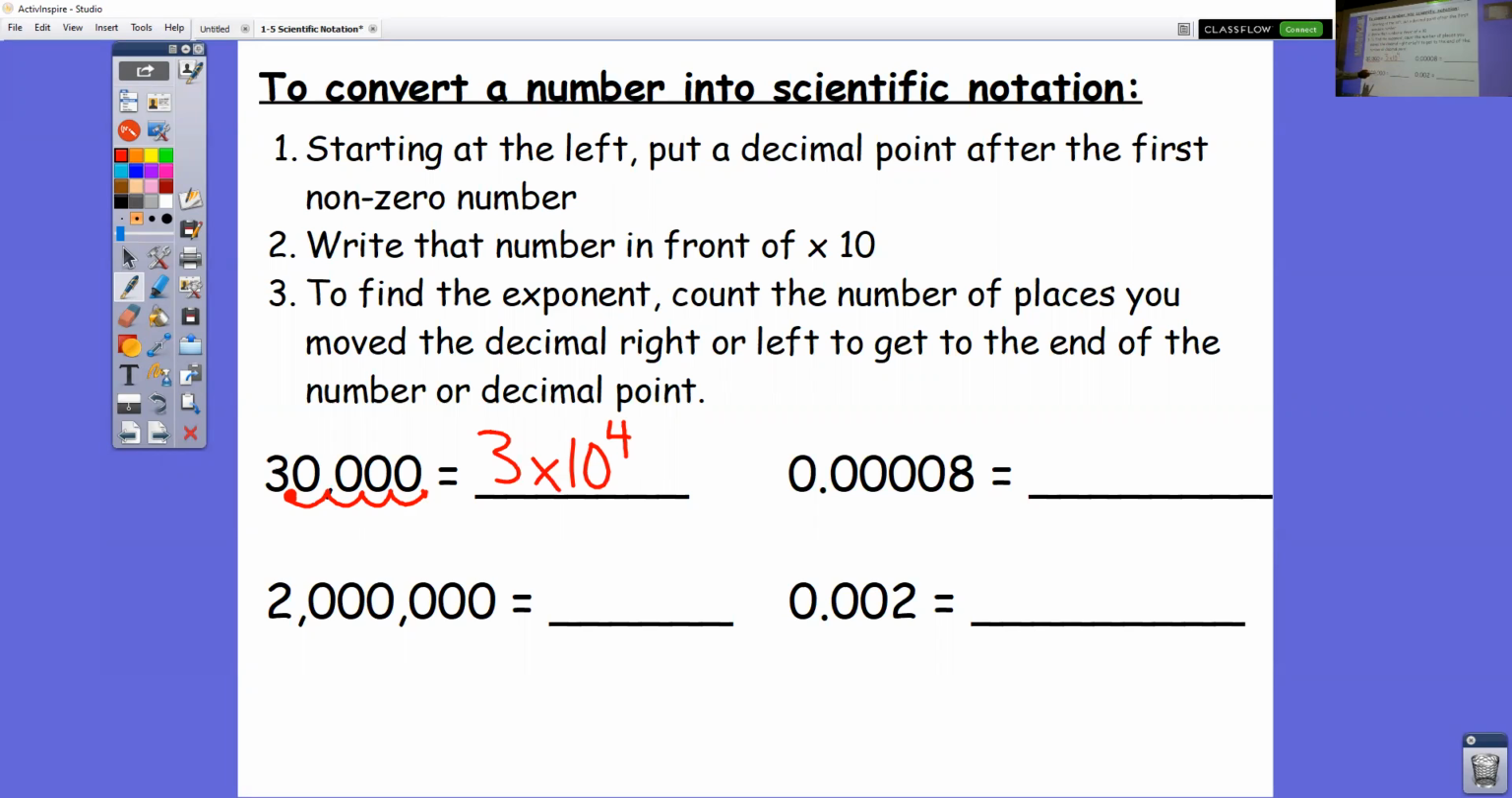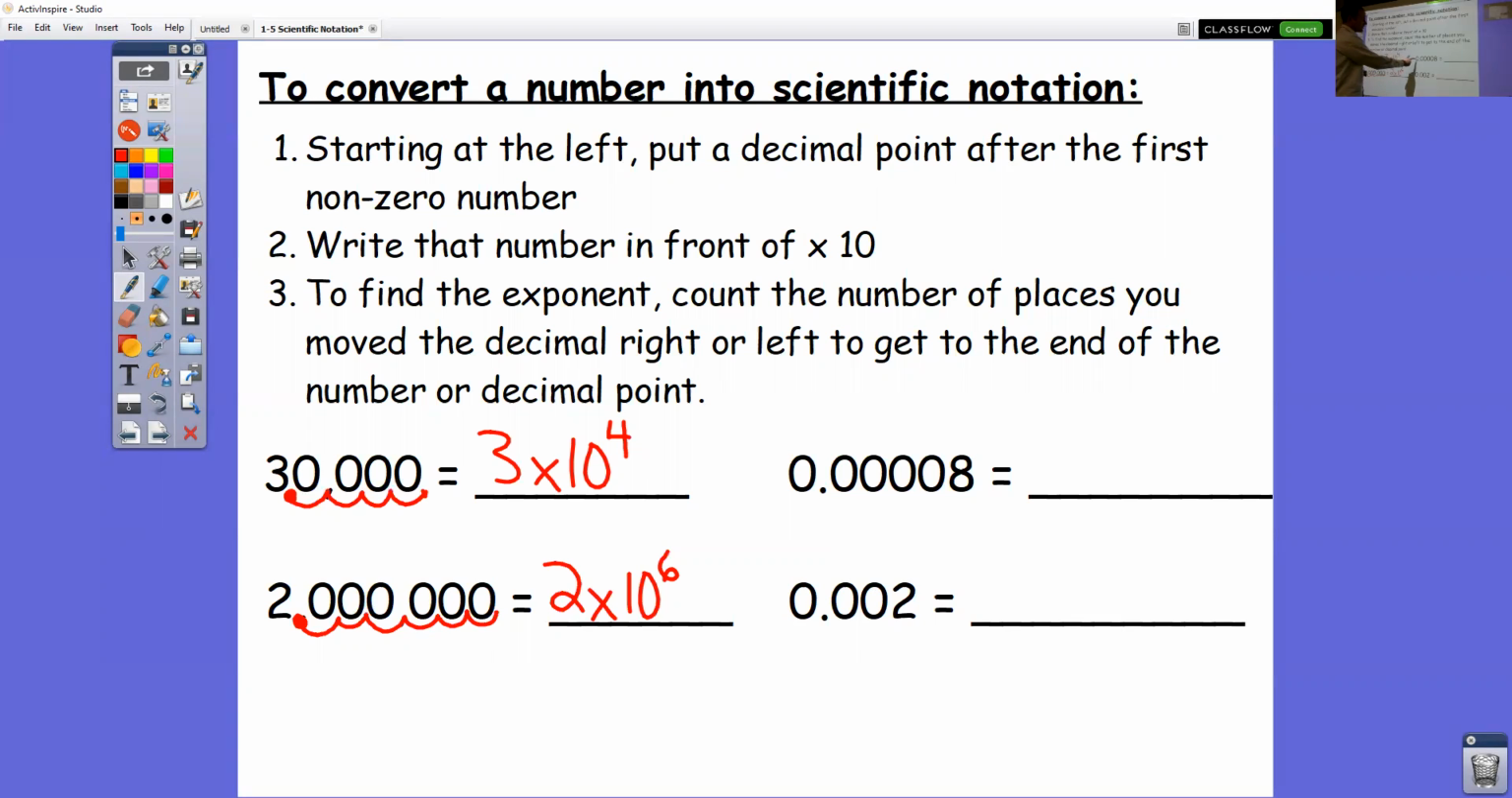If we have the number 2 million, we're going to put a decimal point after our first non-zero number, so after the 2. Write that number in front of the times 10. And now we've got to count to the end. 1, 2, 3, 4, 5, 6 places to get to the end. So our exponent is a 6.